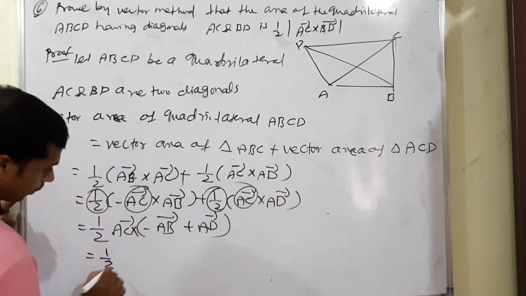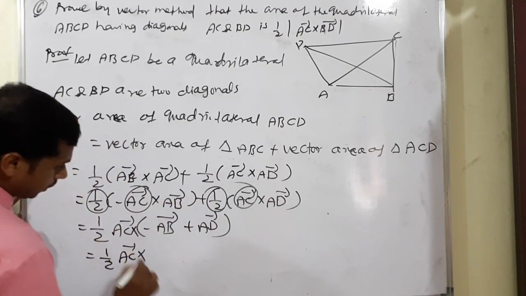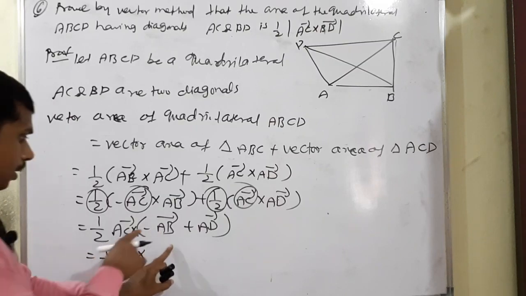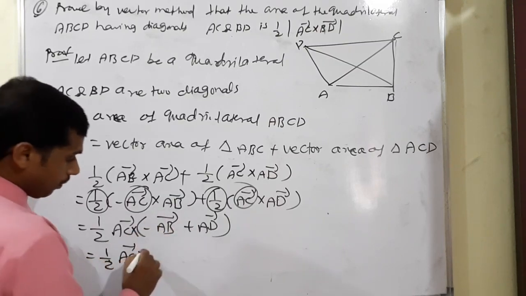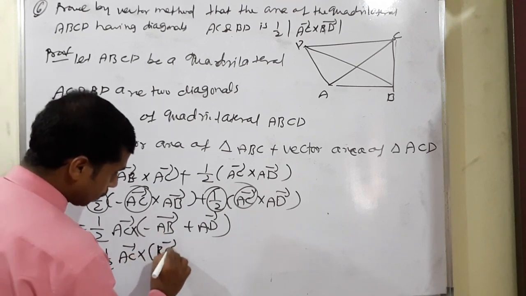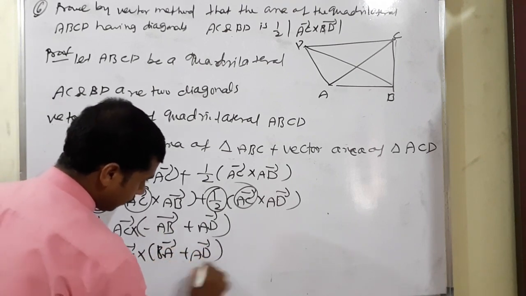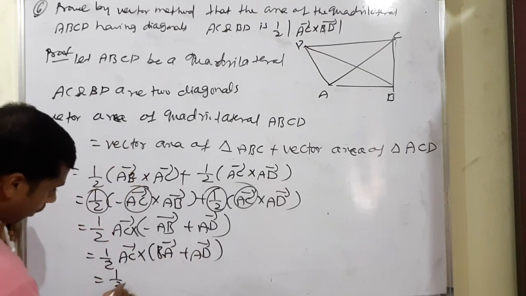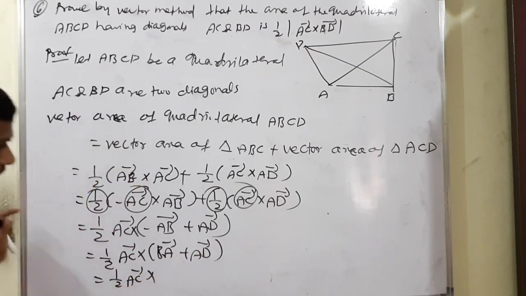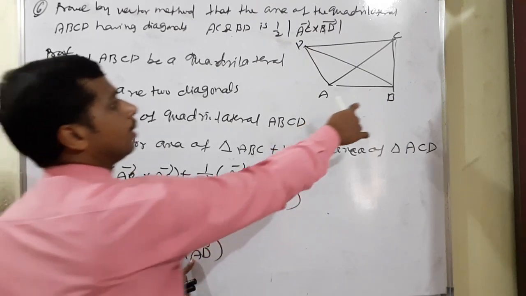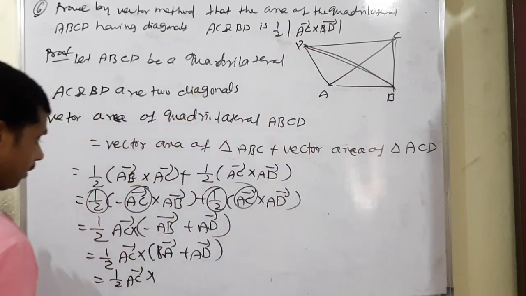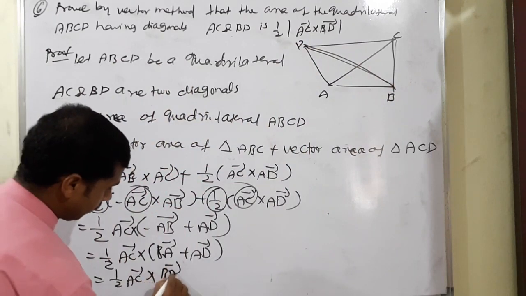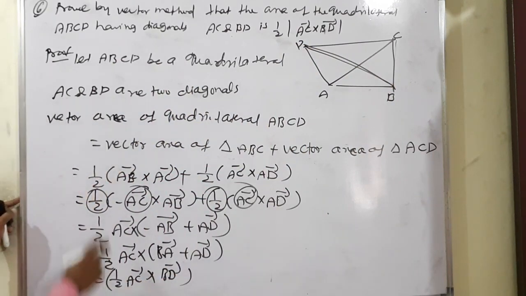Now again, half into AC vector cross, look at this: negative AB converted to positive means BA vector. So BA vector plus AD vector. Again half into AC vector cross, BA vector plus AD means BD vector, the diagonal. So we can write it as BD vector.